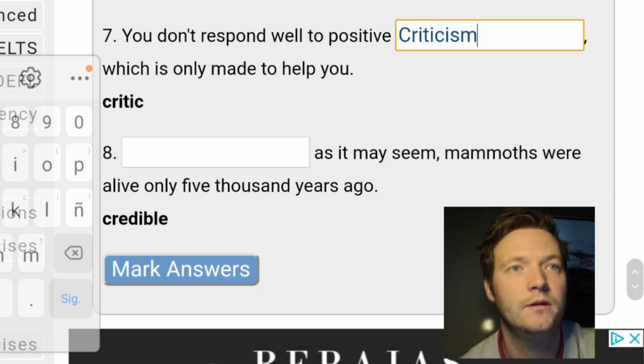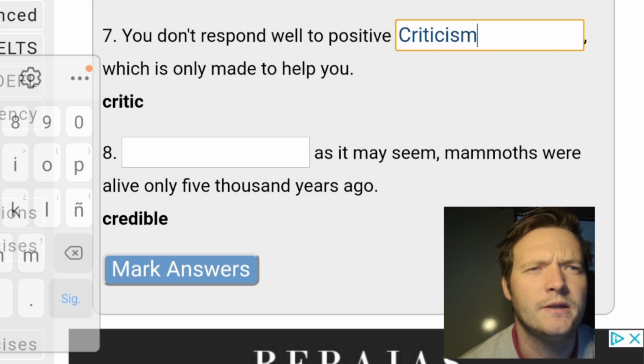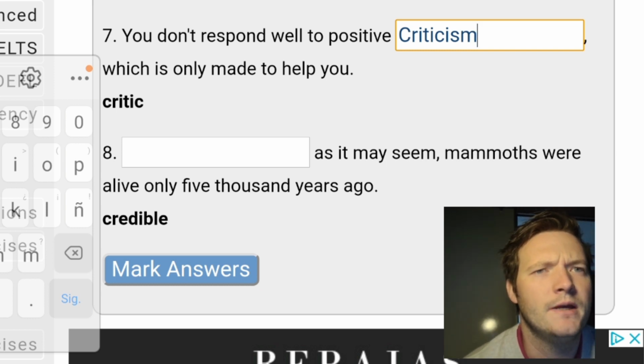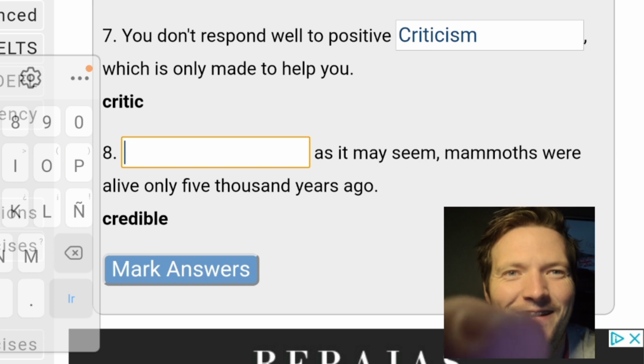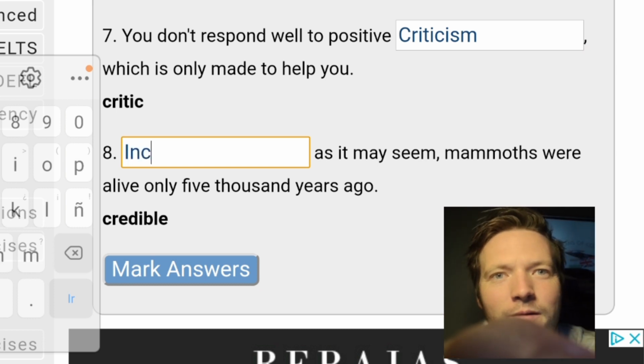Okay. Number 8. As it may seem, mammoths were alive only 5,000 years ago. Wow, actually, that is incredible. Yeah, incredible.